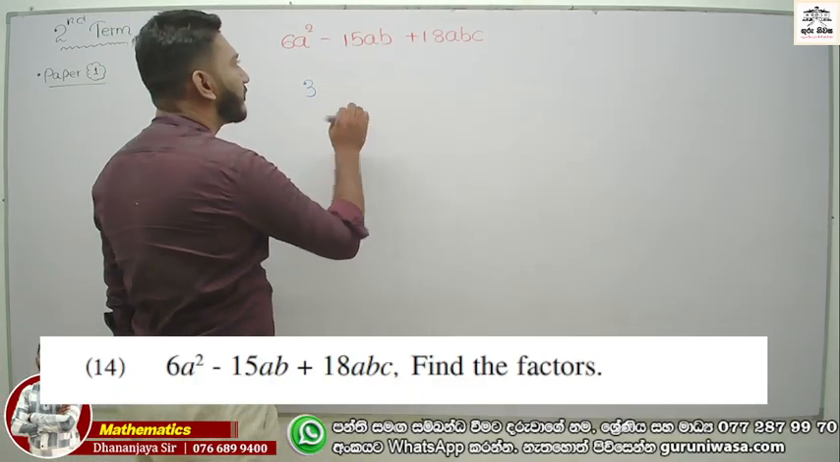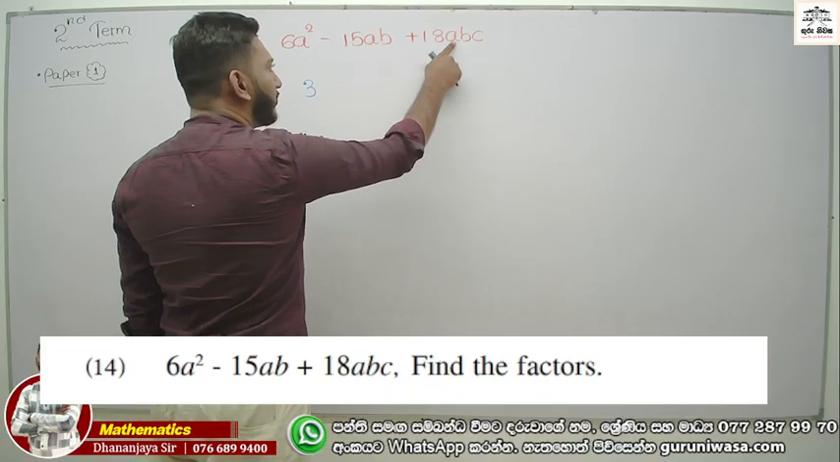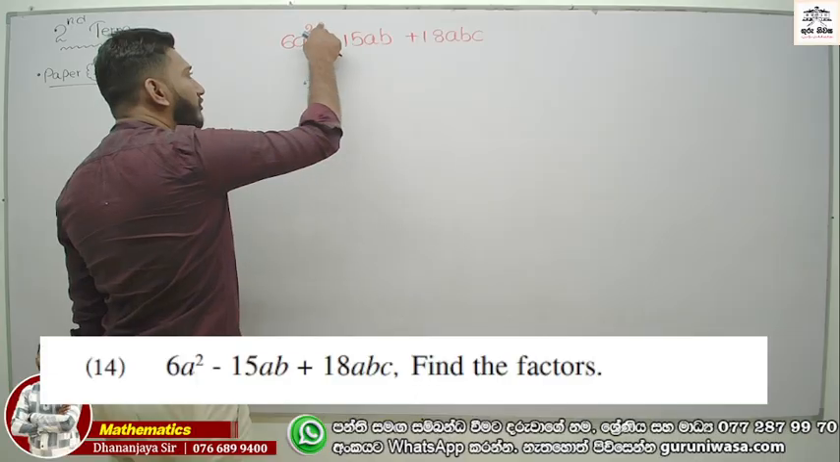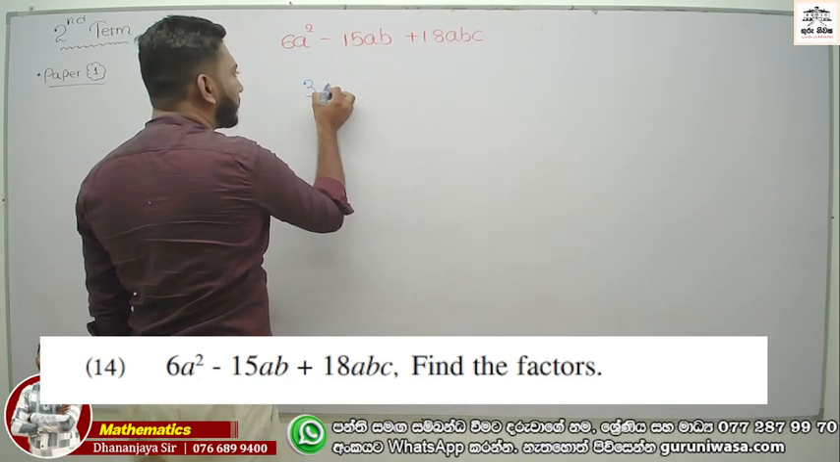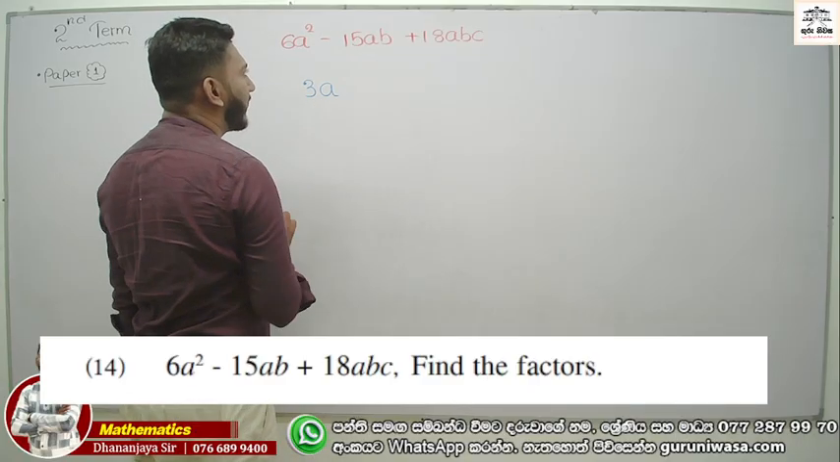Now I go to the a. Here is an a, here is an a, and here is a squared. But commonly, only one a can be taken from all three.